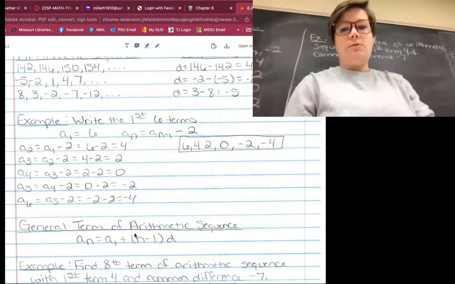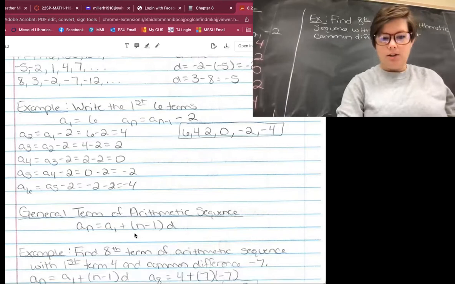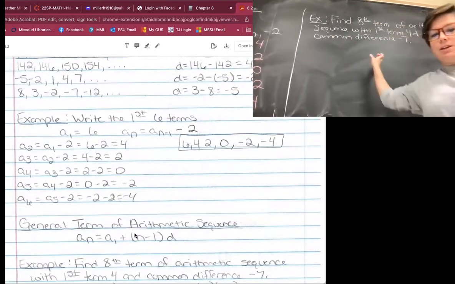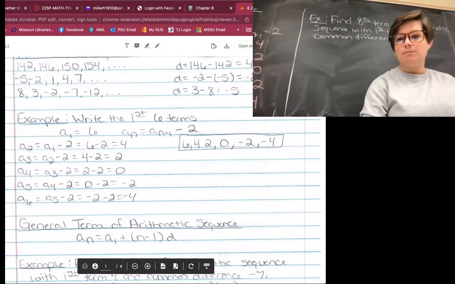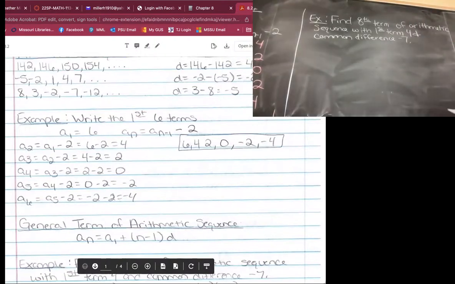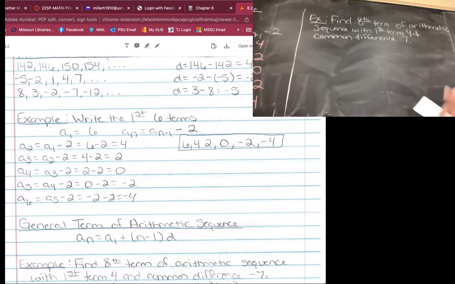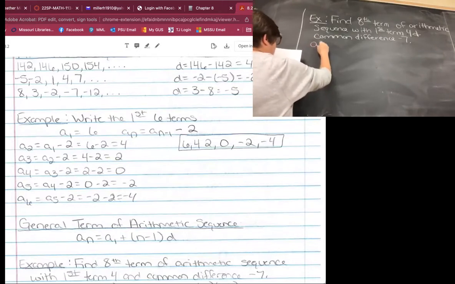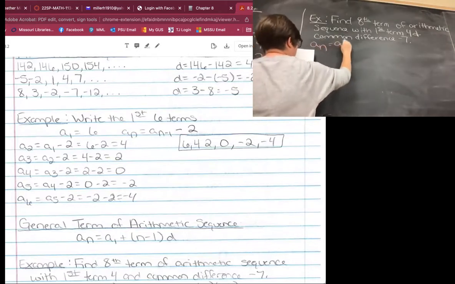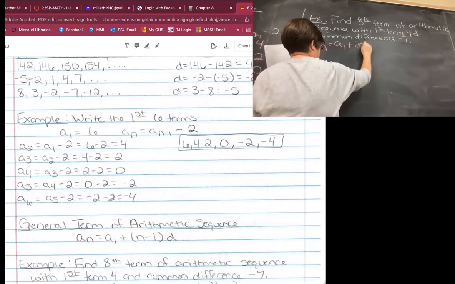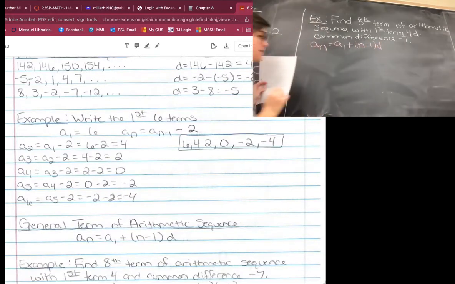So let's move down, and you can see the example that's on the very bottom of this page. It says we're going to find the 8th term of the arithmetic sequence, in which the first term is 4, and the common difference is a -7. So anytime I have to find a specific term of an arithmetic sequence, I'm going to write the general form first: a sub 1 plus n minus 1 times our common difference.